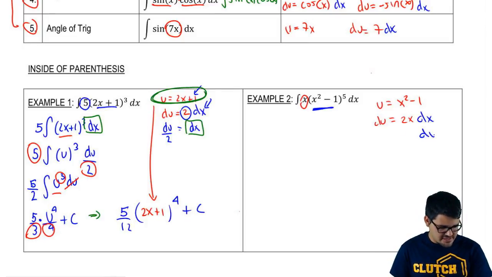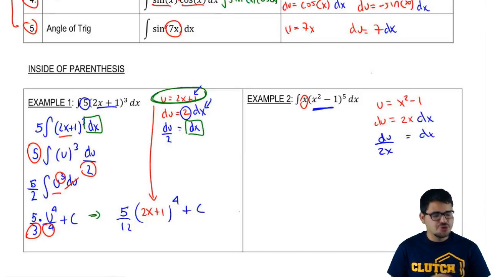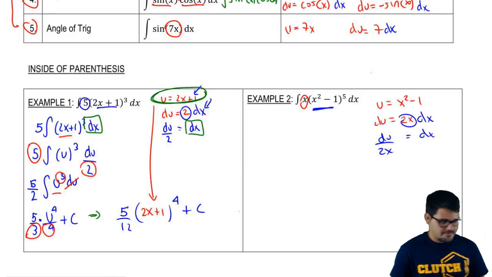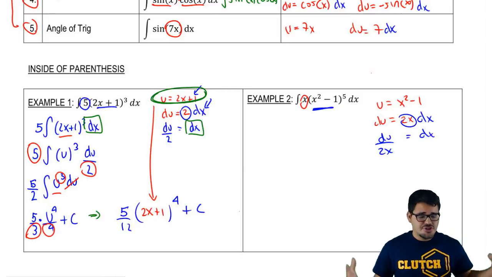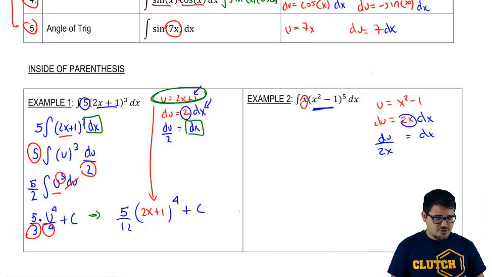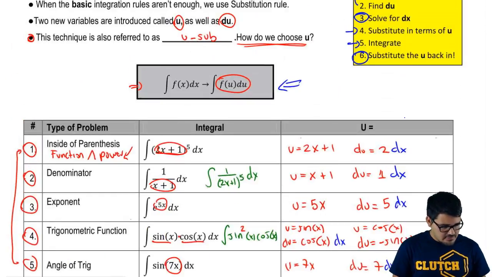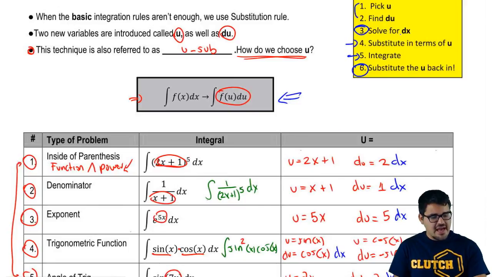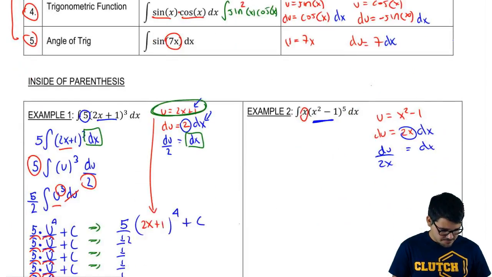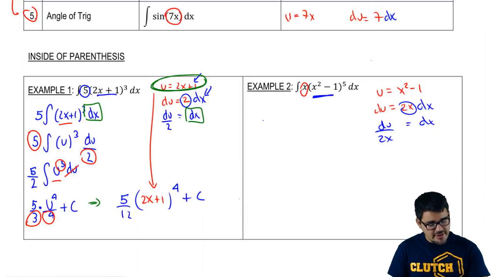So if I solve for dx, I'm going to go ahead and get du over 2x, right? Because I need to get rid of this guy right here. So I just divided both sides by that. And then I'm going to go ahead now and substitute everything in terms of u, right? So I just make sure that I'm following my steps right. After I solve for dx, I'm going to substitute in terms of u. So let's go ahead and do that. I'm going to draw my integral.